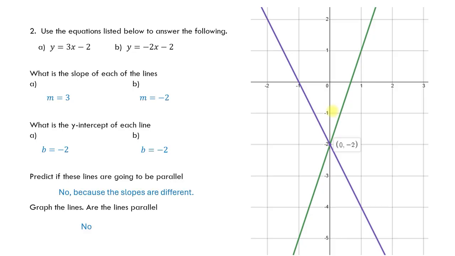We graph the lines and we can see that they are indeed not parallel, but they do intersect at the point 0, negative 2, right at the y-intercept of negative 2.